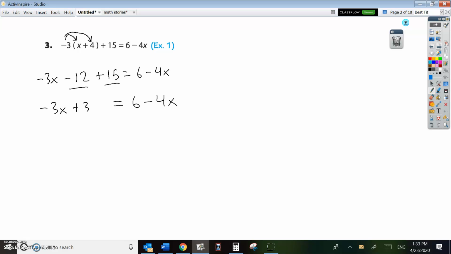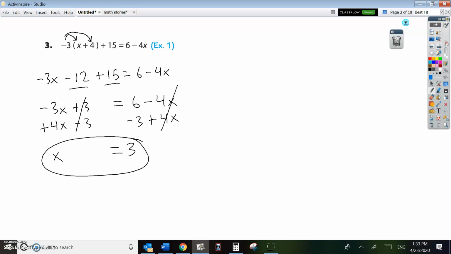Add 4x to both sides. Subtract 3 from both sides. These 4x's cancel, these 3's cancel. Negative 3x plus 4x is x. 6 minus 3 is 3. X equals 3 is as simple as you can go.